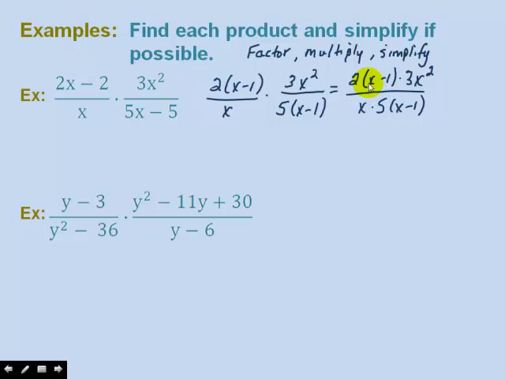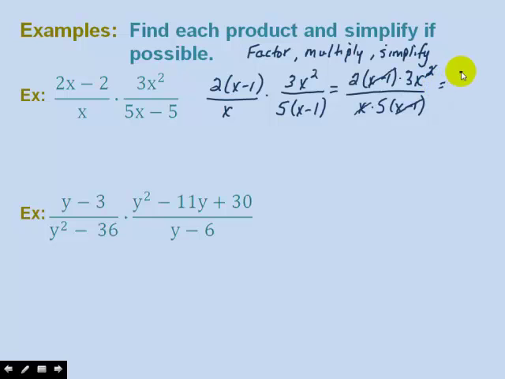Now our last step is to simplify, so we're looking for common factors. We have an x minus 1 factor in both. We have an x in both the numerator and the denominator. So here we're going to cancel out one of our x's, and here we're going to cancel out this whole x. And we have a 2 and a 3 here and a 5. Those numbers don't have any factors in common. So we're all done with canceling.